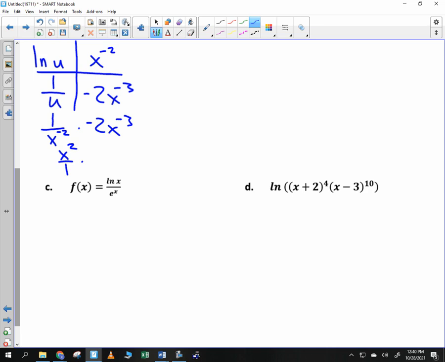And then how do we rewrite negative 2 x to the negative 3rd? It would be negative 2 over x to the 3rd. So if I take x squared over 1 times negative 2 over x to the 3rd, what is going to be the final result? Great. So some of you will do the problem like that.